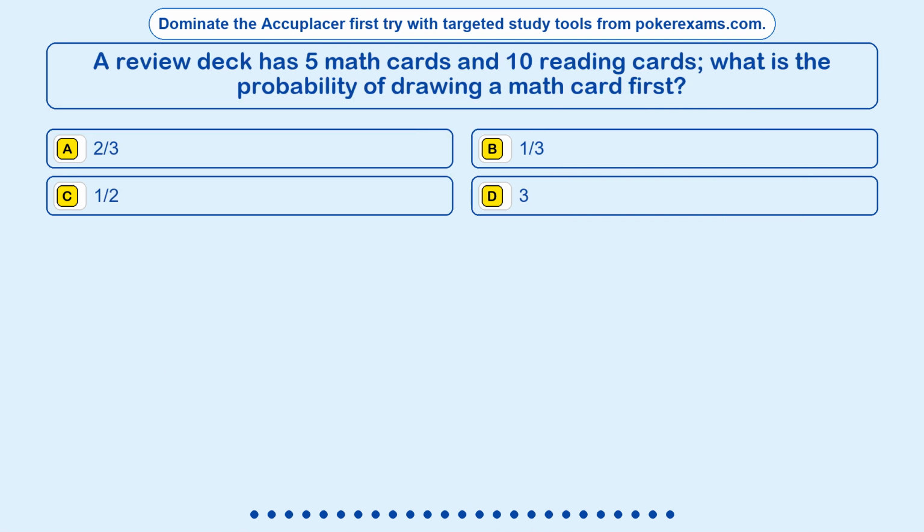Question 10. A review deck has 5 math cards and 10 reading cards. What is the probability of drawing a math card first? Option A, 2/3. Option B, 1/3. Option C, 1/2. Option D, 3.